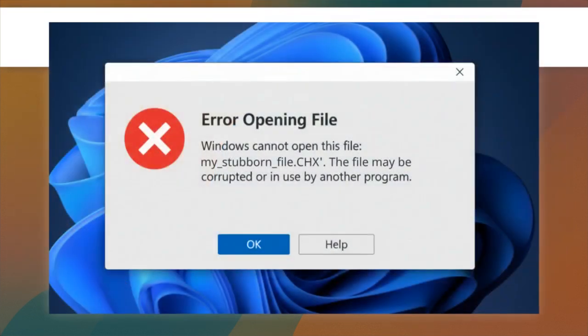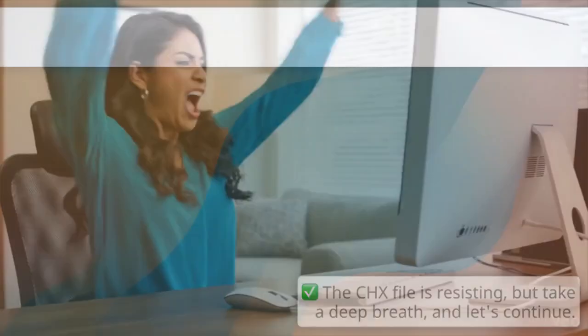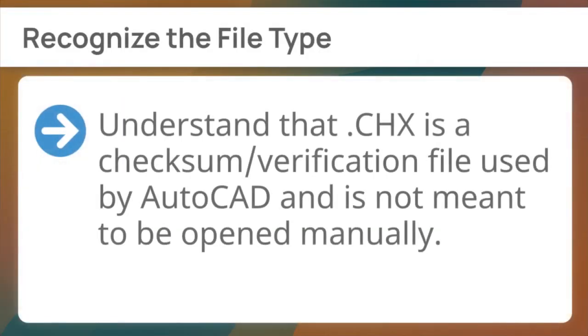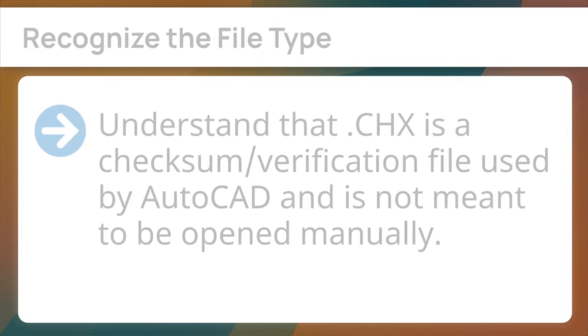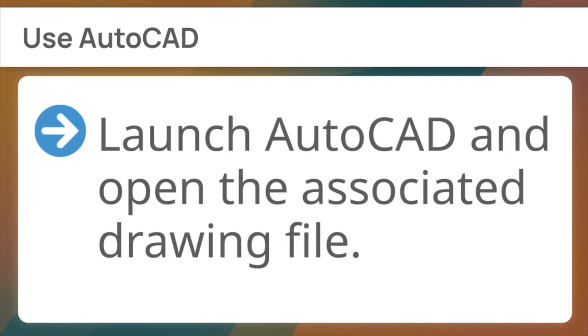Dealing with a truly persistent CHX file, let's execute these quick diagnostic tests on the most likely points of failure. First, recognize the file type. Understand that CHX is a checksum verification file used by AutoCAD and is not meant to be opened manually. Next, delete the file. If the file is corrupt, delete the file and allow AutoCAD to automatically regenerate a clean copy. Finally, use AutoCAD. Launch AutoCAD and open the associated drawing file.